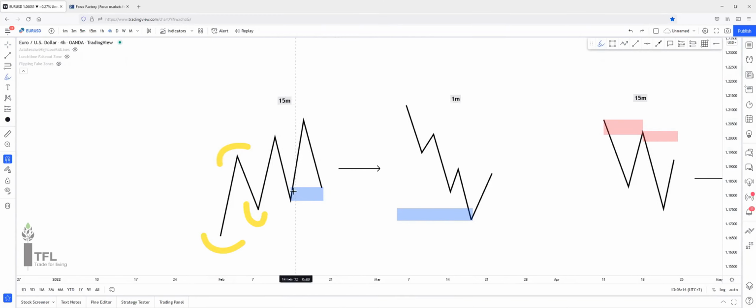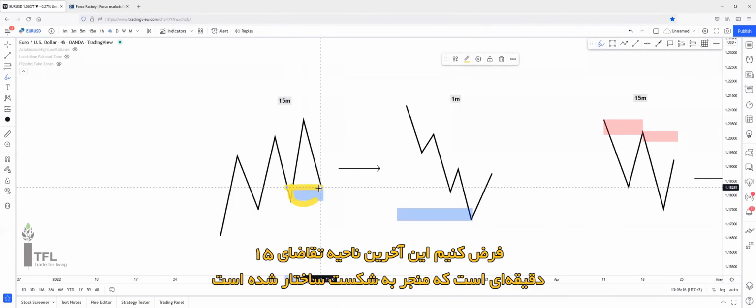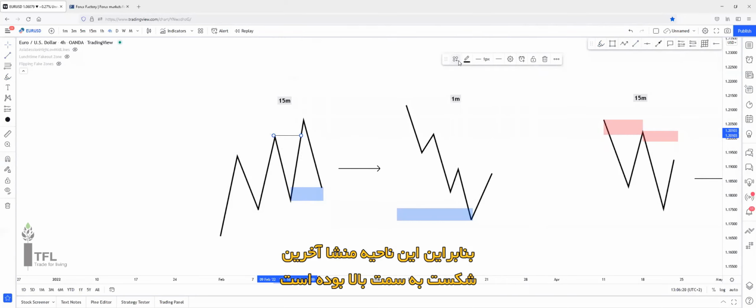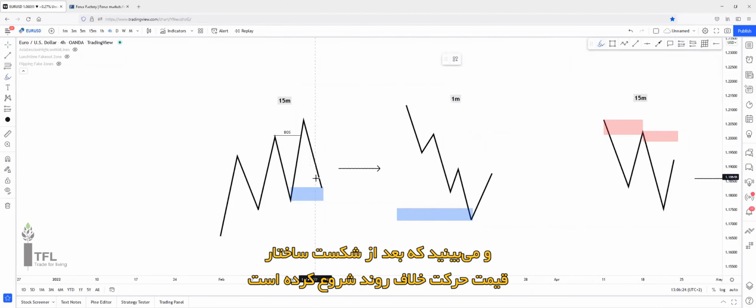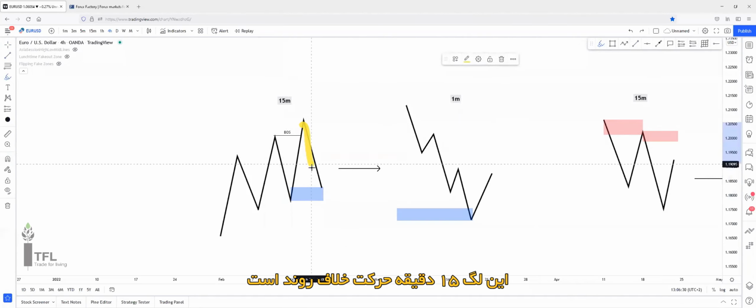Let's say this is the last recent 15-minute demand zone that has caused the last recent 15-minute break of structure right here to the upside. So this was our last structural break of structure to the upside. After the break of structure, price has created a counter trend movement to the downside on this leg. So this 15-minute leg is a counter trend movement.